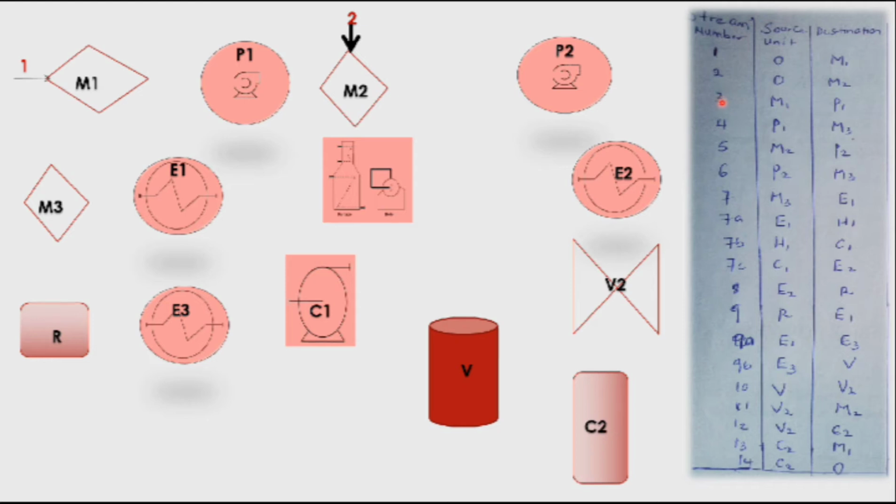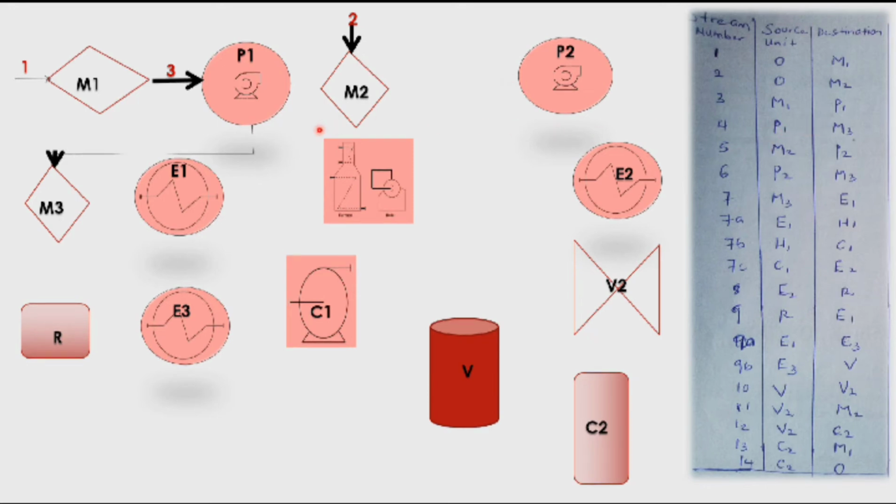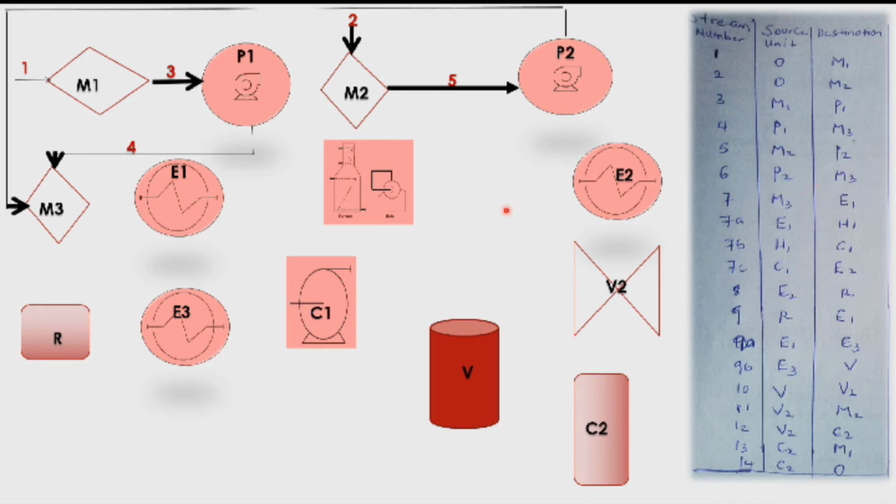You have stream 3, the source unit is M1, it is going to P1. So from M1 to P1, that is stream number 3. Stream 4 is from P1 to M3. So from P1 to M3, you have your stream 4. Stream number 5 is from M2 to P2. So you have from M2 to P2, stream number 5. You have stream number 6 from P2 to M3. That's stream number 6.